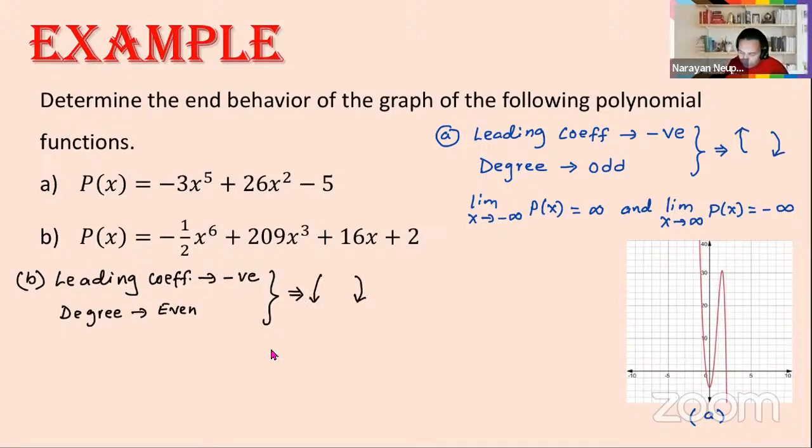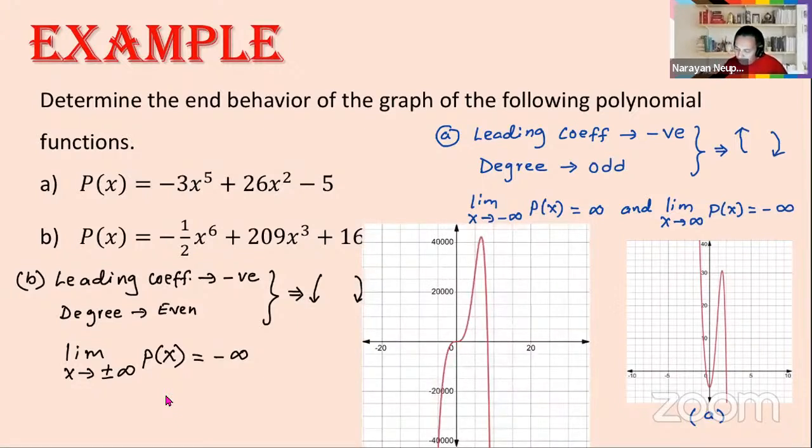That means if we want to describe this using limit, it will be like this. Limit as x approaches either positive infinity or negative infinity, the polynomial function always goes to negative infinity. Okay, that's how we describe the end behavior. We can also verify this using a graph. You can use your graphing technology, your TI-84 calculator, or maybe Desmos or some other online software to quickly verify this.